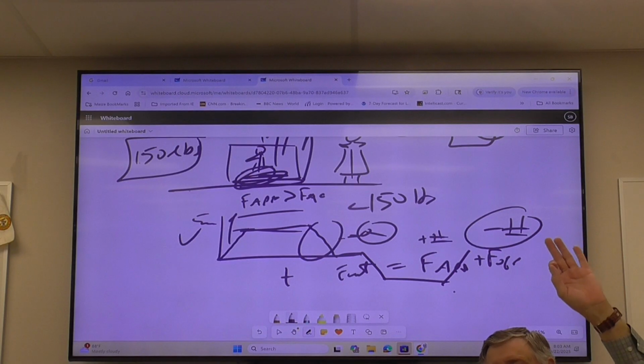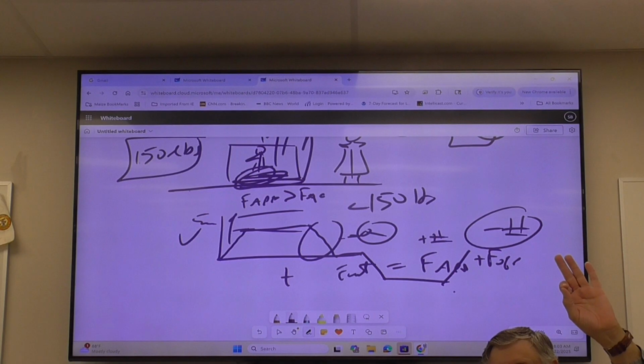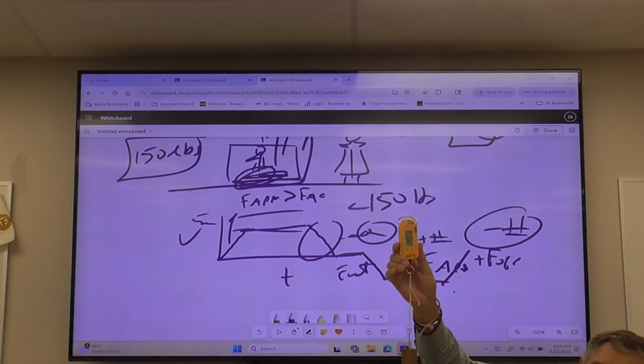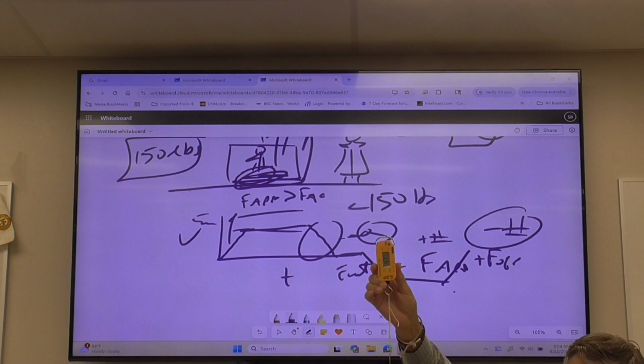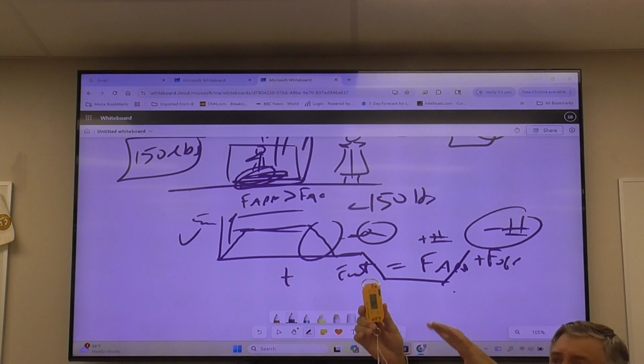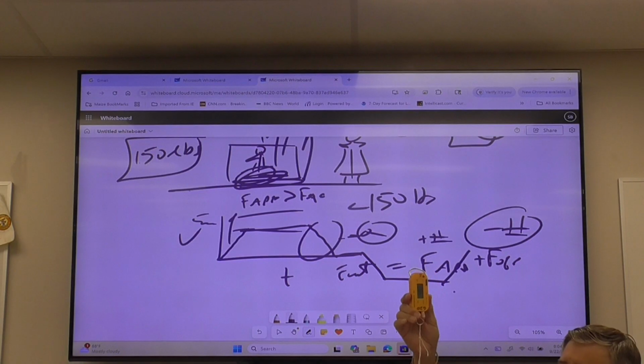How many voted that I'm measuring the net force? You would have been smart to stick with the applied force, because that's what it's measuring. What's the opposing force? Gravity. So you're measuring the applied force it takes to balance out the opposing force of gravity.